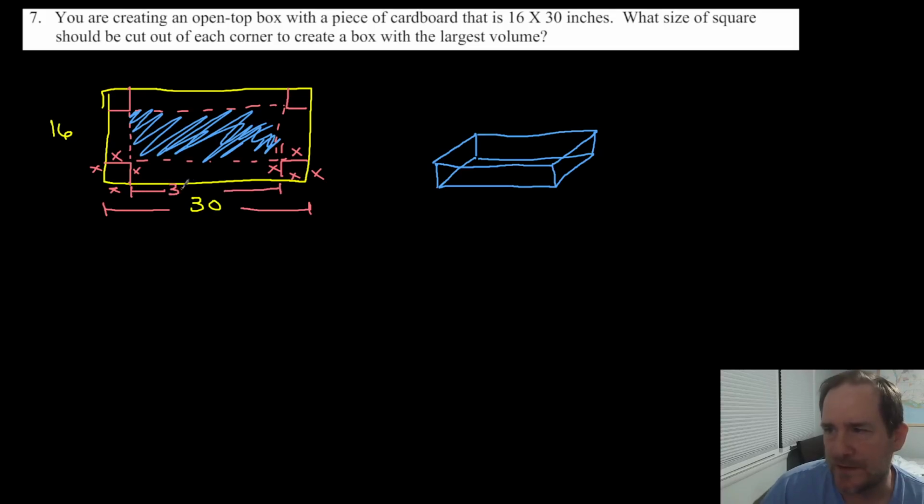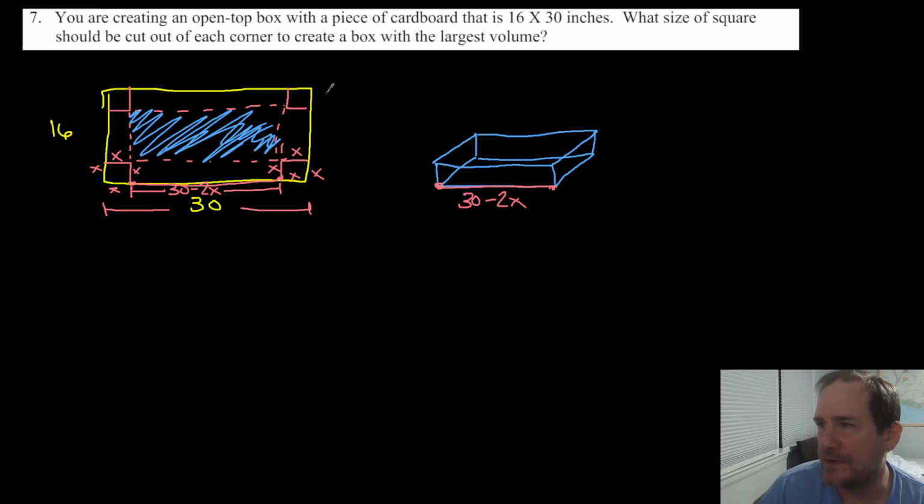So wouldn't that be 30, take away x, but then take away another x? So it's 30 minus 2x. And this dimension here in pink is this dimension right here. It's this front edge of the box that we formed by folding. So this dimension is 30 minus 2x.